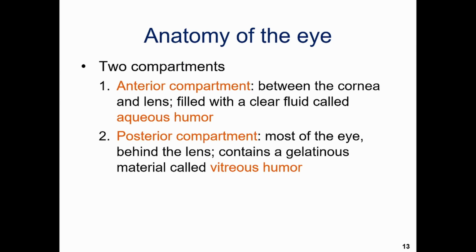We can also divide the eye into 2 compartments, an anterior compartment, which is further towards the front of the eye, and a posterior compartment, which makes up the bulk of the eye in the back. The anterior compartment is the space between the cornea and the lens, and it has a fluid called the aqueous humor in it. And the posterior compartment, which again makes up most of the eye in the back side, is everything behind the lens, and it has a gelatinous material inside of it called the vitreous humor.